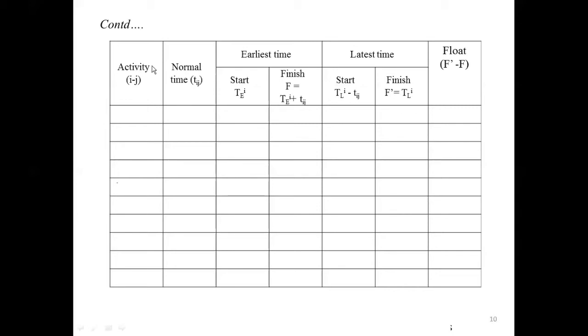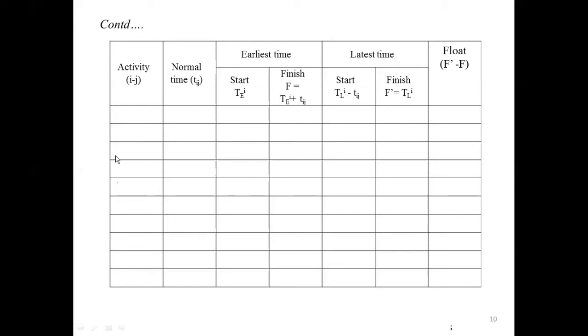Here you have to write activity, that is ij, where i represents the initial starting node and j represents the ending node. Normal time, that is t of ij, is the time taken for the activity between i and j. Earliest time is denoted by TE of i, that is earliest start time and finish time, and latest time, the latest start time and latest finish time, given by f dash equals TL of j. Let us go for how to fill this table.